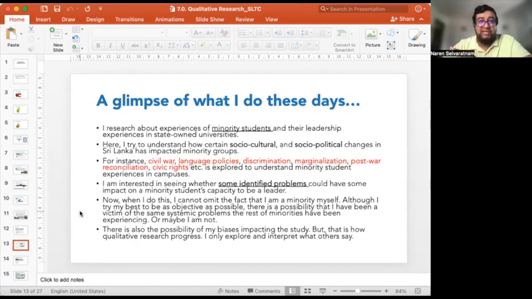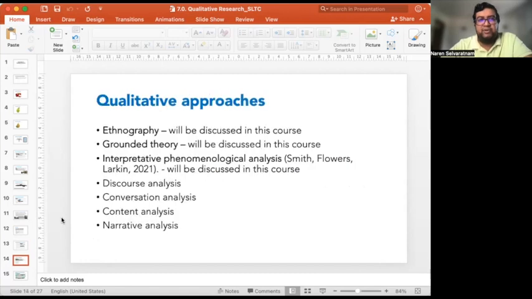So I can't omit it, but I have to be very mindful about all of this because there's a good possibility that my biases will impact my study. So you have to be very mindful about it. You have to keep it aside. We call it the bracketing process. And that's the only way that I'm going to go ahead and explore this research, okay?